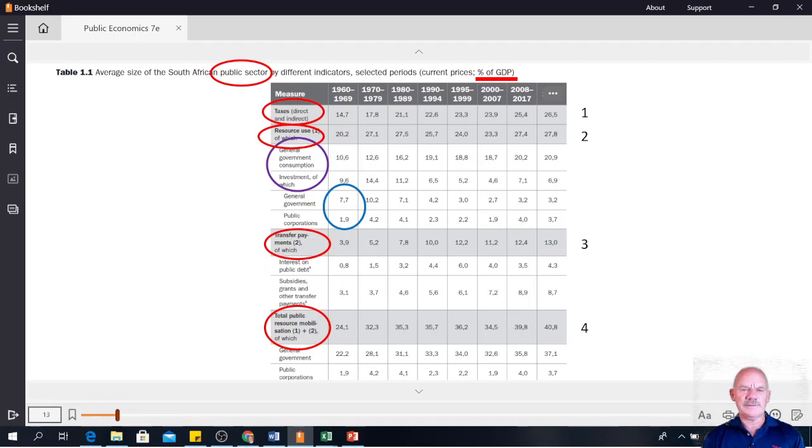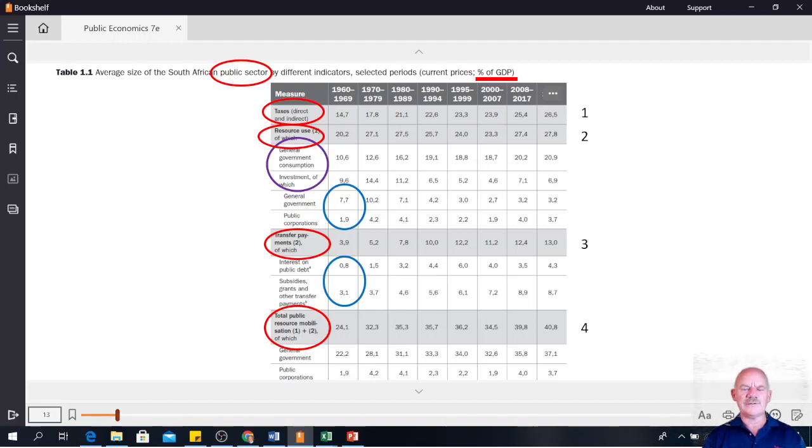Then what are transfer payments? Transfer payments are the sum of interest on public debt. So that's almost like money down the drain, because if the government borrows money, they have to pay interest on it, and all of that interest could have been spent on productive use rather than just giving it back to the lenders of the money. Plus, transfer payments also include subsidies, grants and other transfer payments to households and so on, and we will see that that has also increased significantly over time.